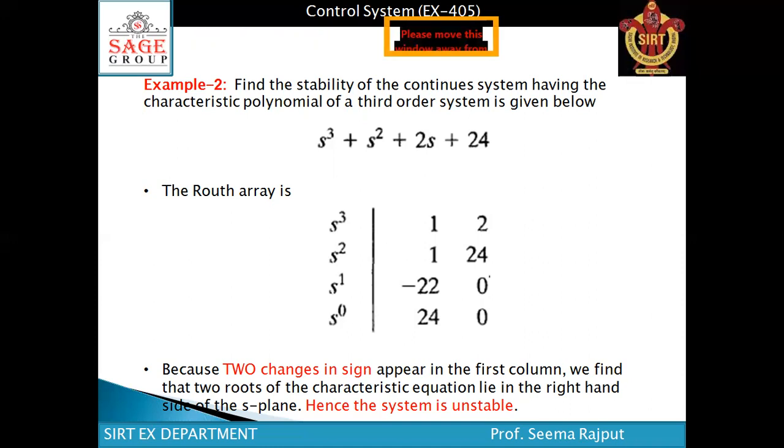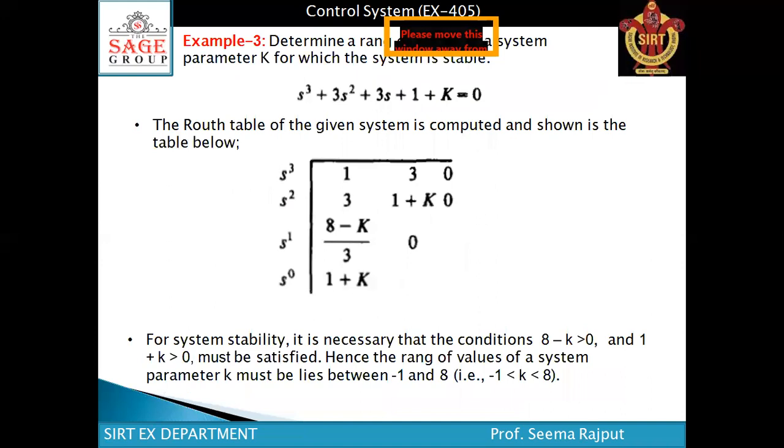So because there are two sign changes. How? There is a plus sign, then there is minus, and there is a minus sign and then there is a plus sign. So two changes in sign appear in the first column. We find that two roots of the characteristic equation lie in the right hand side of the S plane. So hence the system is unstable.